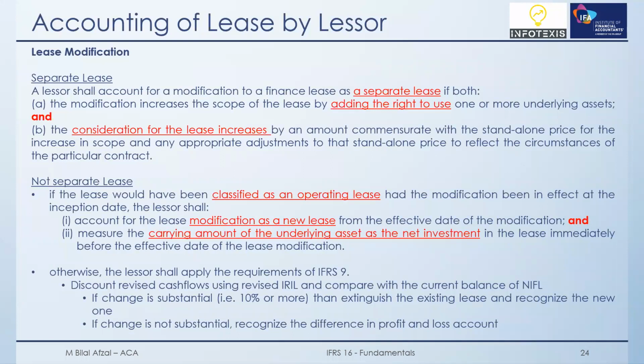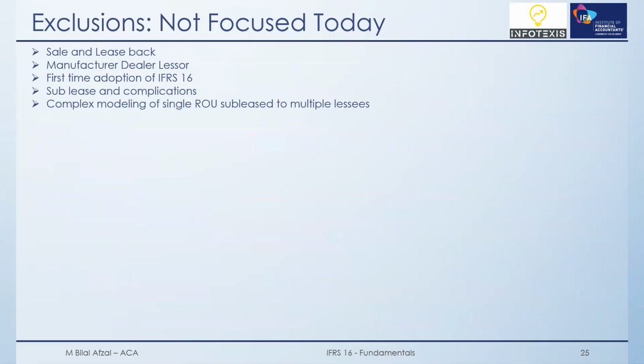So I guess that's it. That's pretty much it for the lessor accounting and lessee accounting. Again, we only discussed very simple, fundamental concepts of lease accounting. The thing we have not covered in today's session is sale and leaseback. This is the second major change which IFRS 16 made. In the previous standard, the accounting for sale and leaseback was pretty simple, but in IFRS 16, it is pretty complicated.